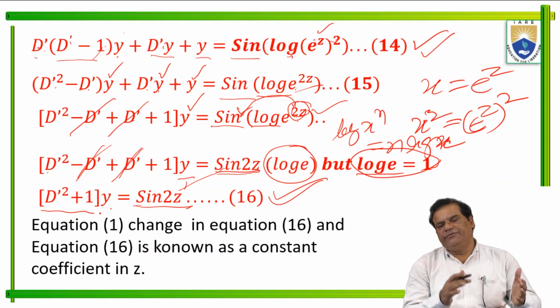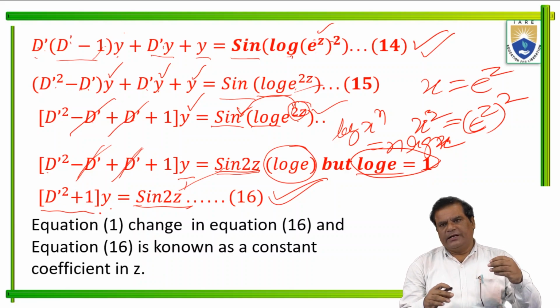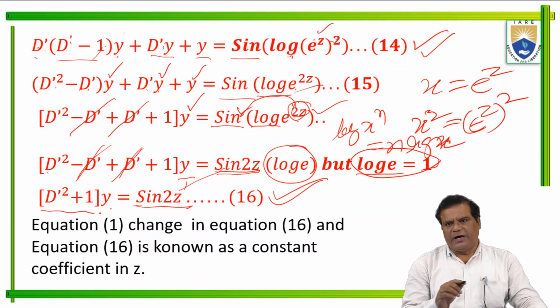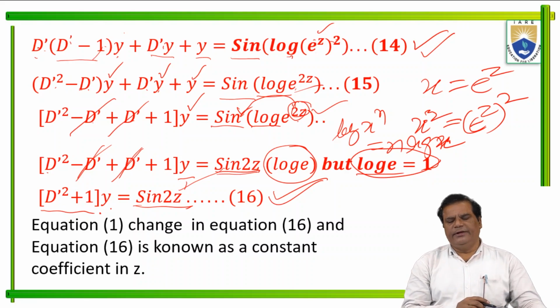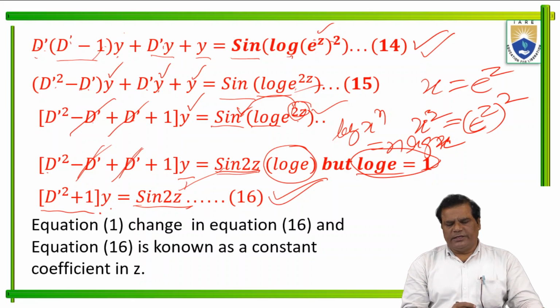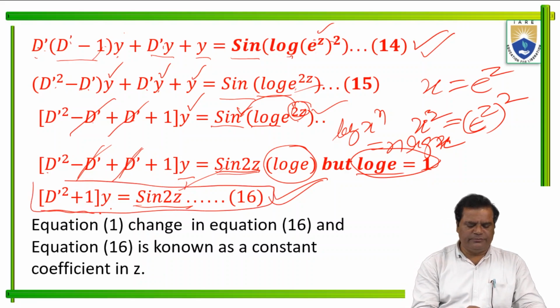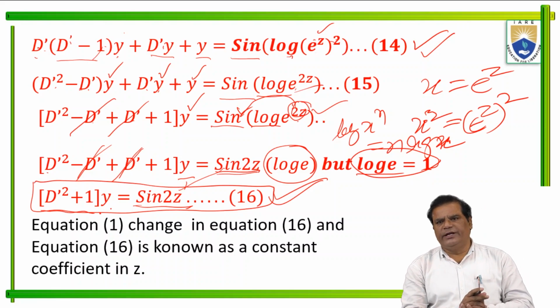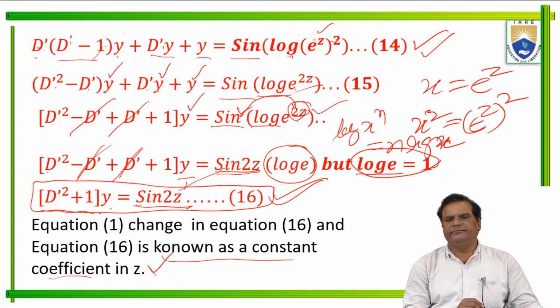That question which is given in our question paper, in our question there is x as the independent variable. But now, applying these formulae, equation 4, equation 9, equation 11, and after putting these values in equation 3 given in the question, we get equation number 16. And equation 16 is known as a linear differential equation with constant coefficient in variable z.